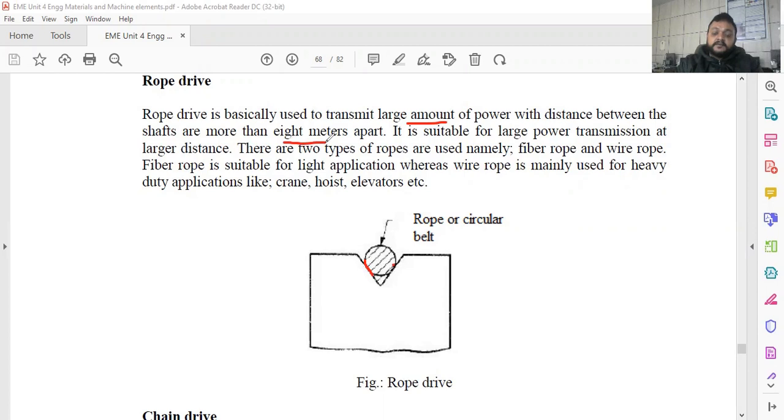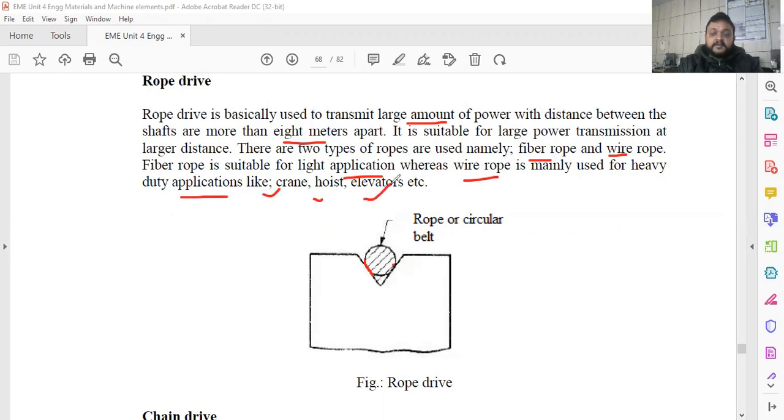However, we can use an intermediate pulley to achieve the long distance. But rope drive can directly be used for more than 8 meters. So it is specifically suitable for large distance power transmission. Ropes are basically fiber rope or wire rope. Fiber rope is suitable for light application, whereas wire ropes, metal ropes, are normally used for heavy duty application like cranes and hoists. Hoist means lift or elevators.